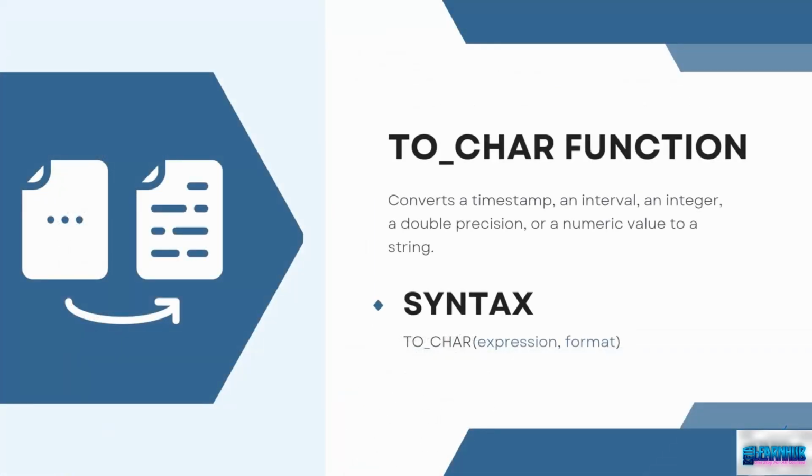Next, let's look at how we can output a date based on a certain date format. To do so, we need to use the to_char function to convert the date into a string. The PostgreSQL to_char function converts a timestamp, an interval, an integer, a double precision, or a numeric value into a string. Its syntax is to_char(expression, format), where expression is the value you want to format, while format is the template that defines the output format.